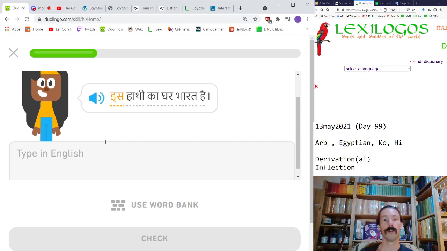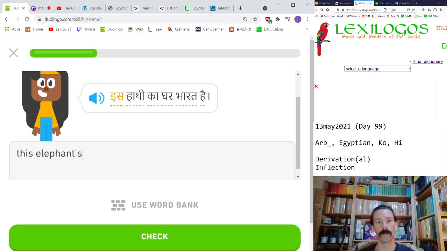I guess so. Is Hathi ka ghar Bharat hai? Is, I think it's a pointing word, like this one. Hathi, elephant, possessive. Ka ghar, his house. Bharat is India, and the word order, bit by bit, is kono zo-san no ie wa Bharat, India desu. So, very same type of structure. This elephant's home. Actually, in English, it's quite close too. The possessive marker is its own word here, ka, kind of like no.